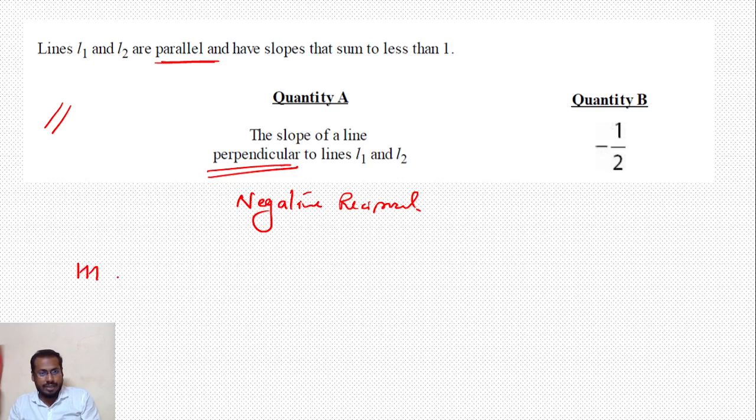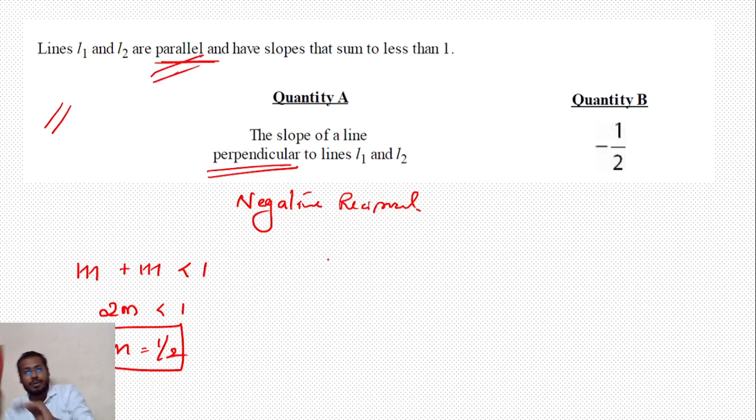If line 1 is M and line 2 is another M, the sum will be less than 1. So let me write 2M is less than 1. M is equal to 1 by 2. Okay, so this is for parallel. I can take 1 by 2, right? For the same case, if I take the reciprocal, that means perpendicular, what will happen? So the 1 by 2 will become negative 2, because if I reciprocate with negative, 1 by 2 will become minus 2, and another slope is also minus 2. So minus 2 and minus 2, I will get minus 4.